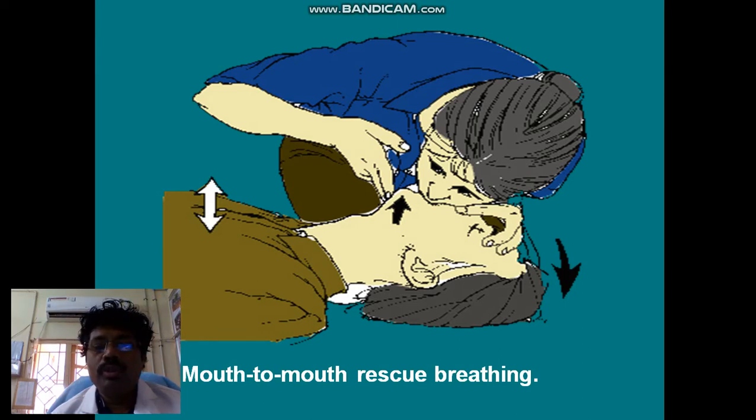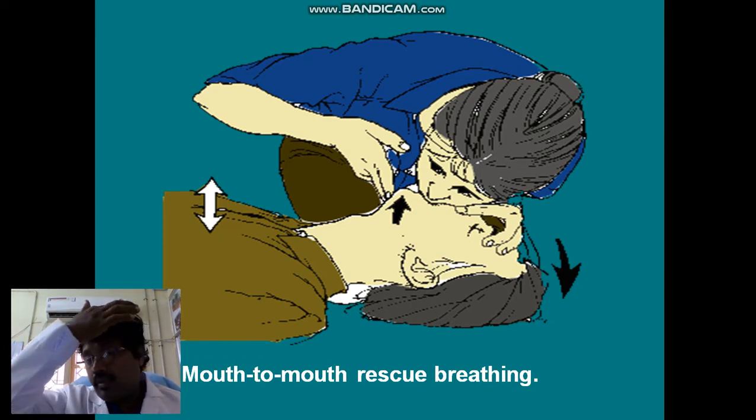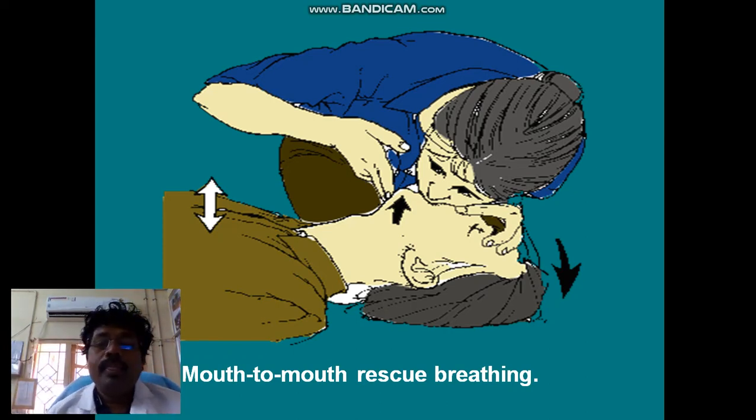This is mouth to mouth rescue breathing. The first aider is holding the nose of the client with the left hand, and by means of the right hand, the first aider is palpating the arterial pulse in the sternomastoid. Just medial to the sternomastoid, there is a carotid artery. The first aider is feeling the pulse.